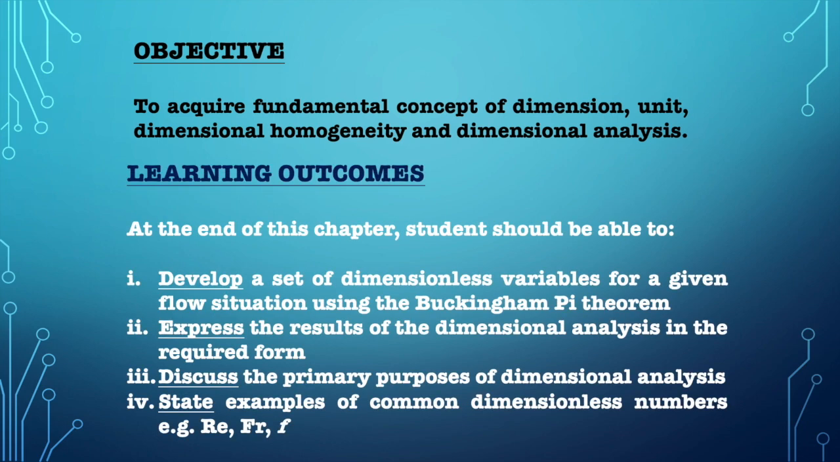So, the learning outcomes for this chapter. At the end of this chapter, students should be able to, first, develop a set of dimensionless variables for a given flow situation using the Buckingham pi theorem method. Second, express the results of the dimensional analysis in the required form. Third, discuss the primary purposes of dimensional analysis. And last, state examples of common dimensionless numbers, for example Reynolds number, Froude number, friction factor, and many more.